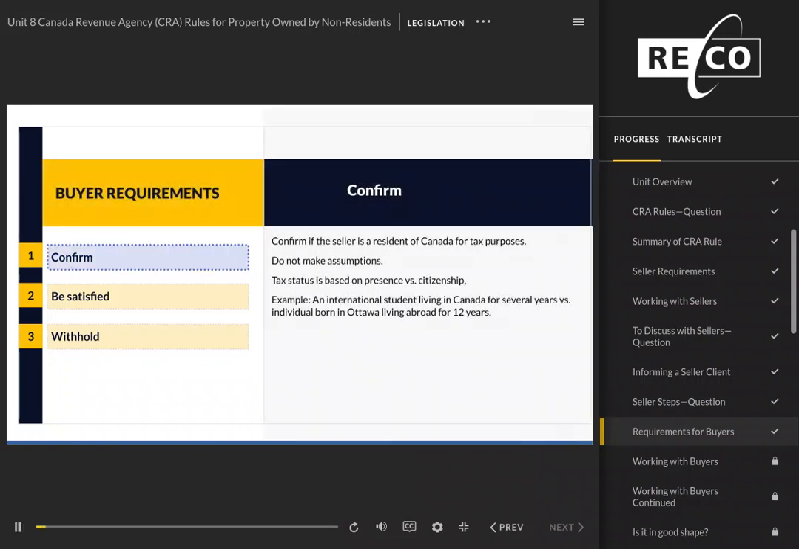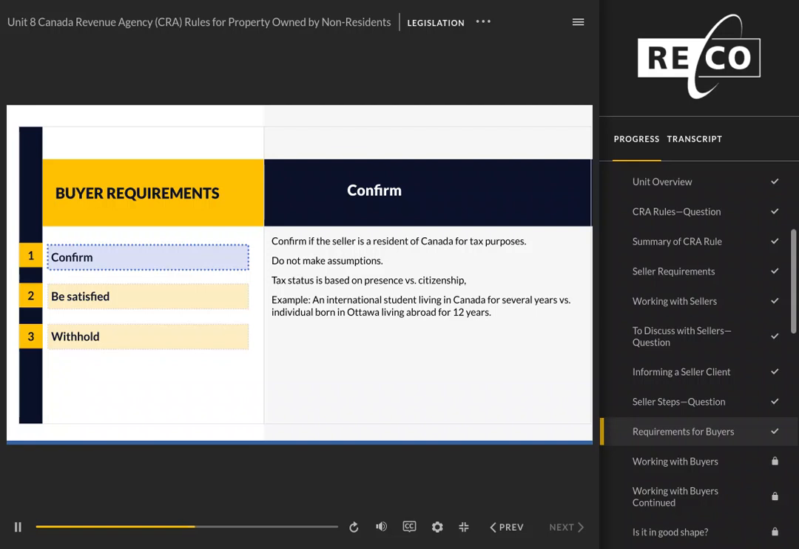First, buyers must confirm whether the seller is a resident of Canada for tax purposes. You and your client cannot make assumptions on who is and isn't considered a resident for tax purposes because it is not based on citizenship, but on presence. While the tax could apply to a foreign national, it could also apply to someone born down the street from you. Increasingly, many Canadian citizens may be considered non-residents for tax purposes because tax status is largely based on presence.